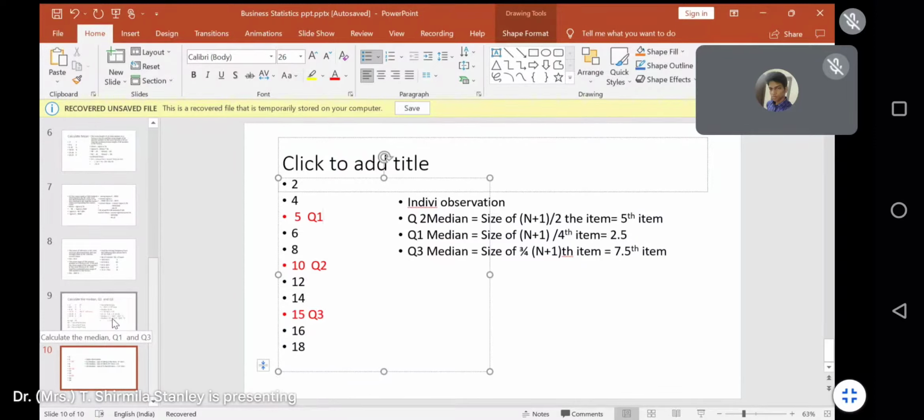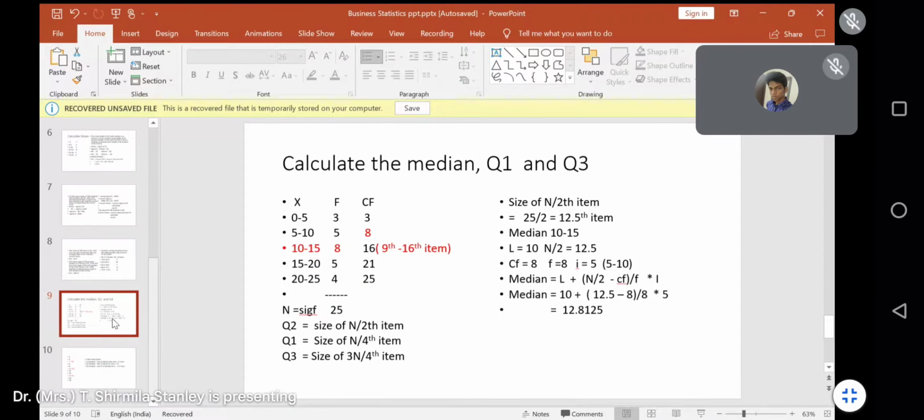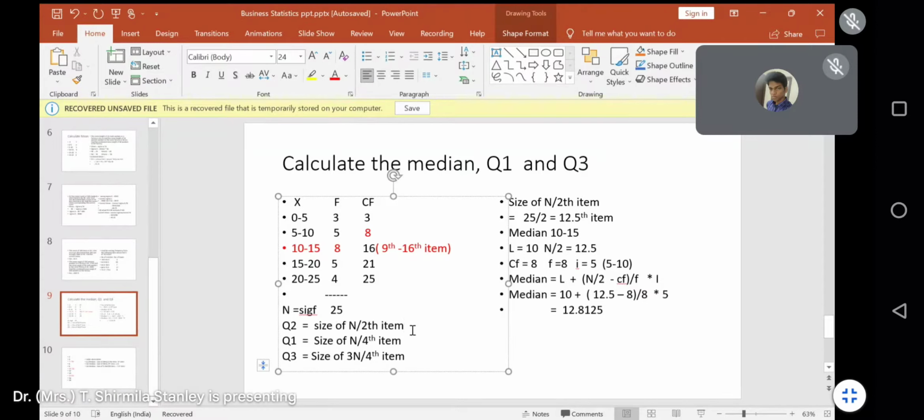For a discrete series, you will find this, and then you will find out where exactly it is lying with the help of CF, right? But now I want you to calculate for this. Okay, you have calculated median. I want you to calculate Q1 and Q3, and the formula will also change accordingly. Wherever you have n/2, if you're calculating Q1, you will replace it by n/4. If you're calculating Q3, you will replace it by 3/4 n. So here the formula has to change depending on whether it is Q1 or Q3. Is it clear? Yes, ma'am.